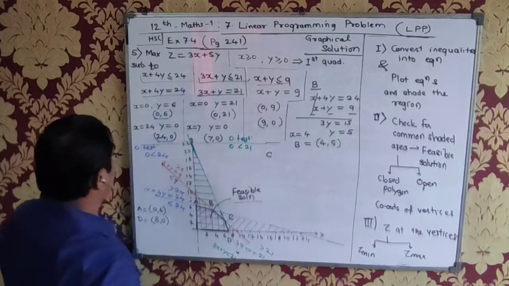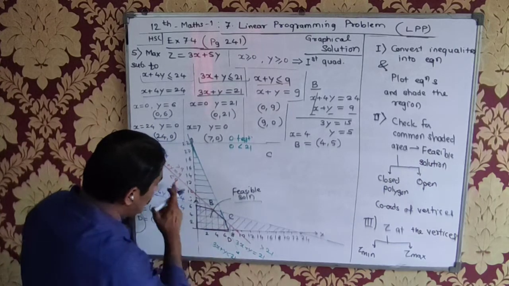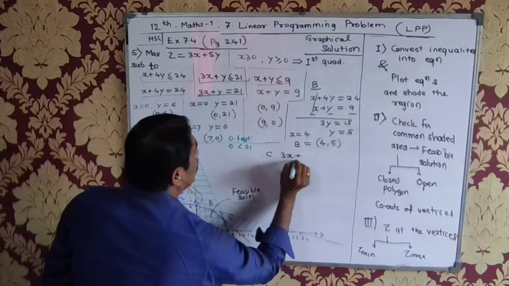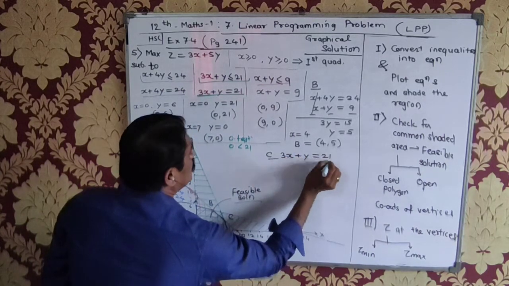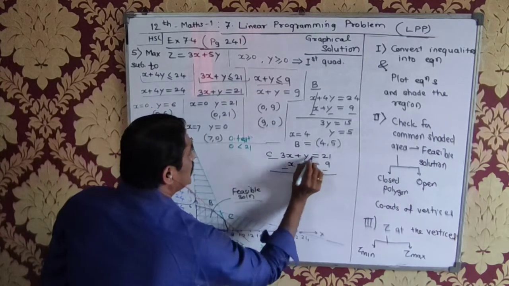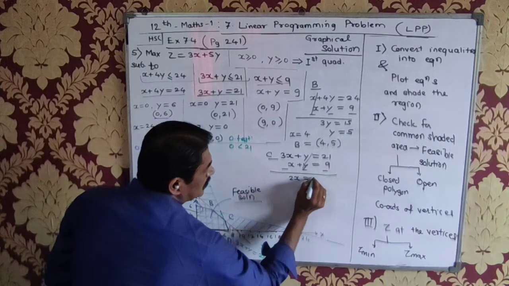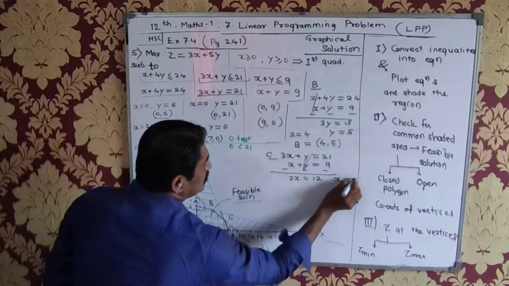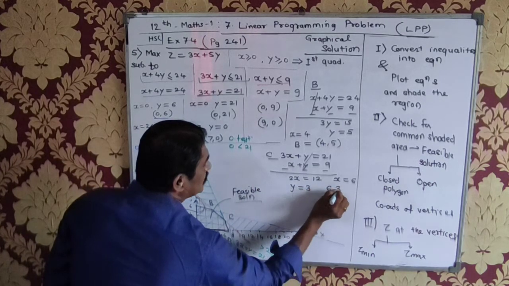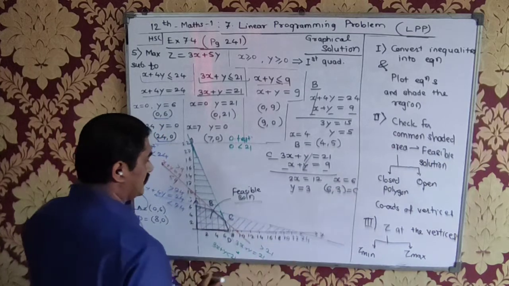C के coordinates हम find out करेंगे. C is the point of intersection of green line and red line. Green and red. 3x plus y is equal to 21 and x plus y is equal to 9. Subtracting, we get 2x is equal to 12. Therefore x is equal to 6, y is equal to 3. So this is 6,3. The coordinates of C are also found out, 6,3.